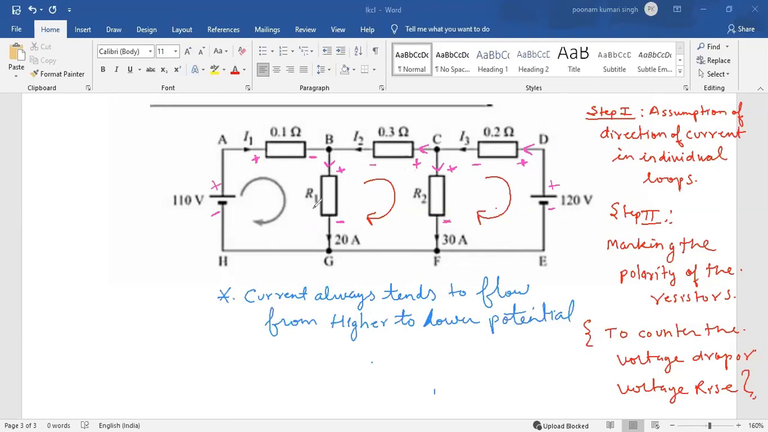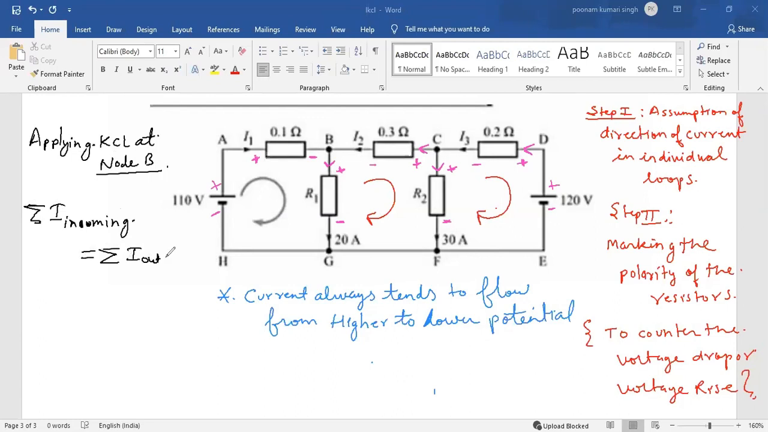So right now, I told that we should start with KCL in this part. So let's talk about KCL here. You will write, applying KCL at node B. Since we are writing this, we'll write first that the summation of incoming current should always be equal to the summation of outgoing current.